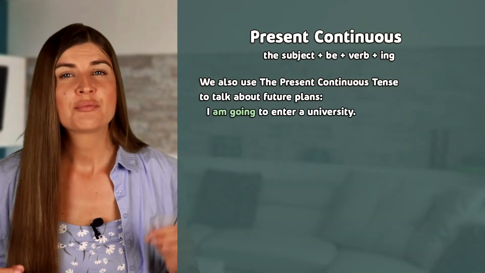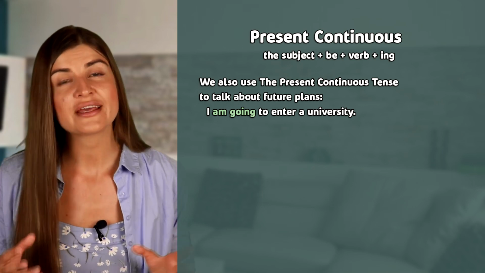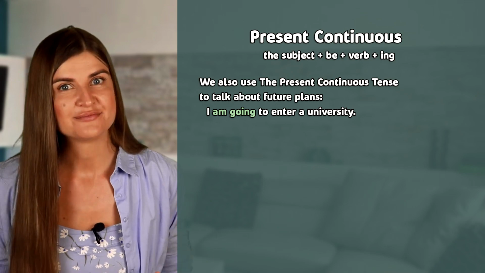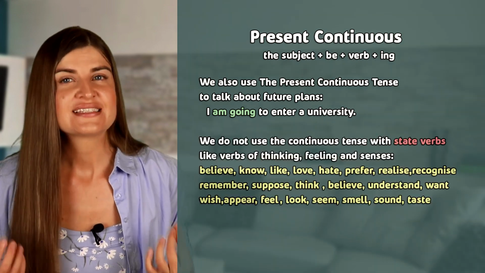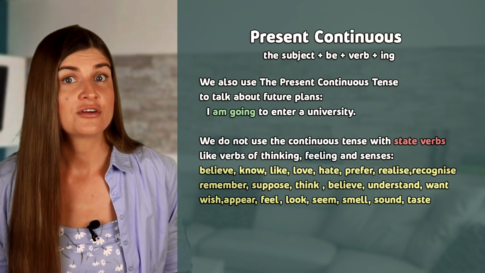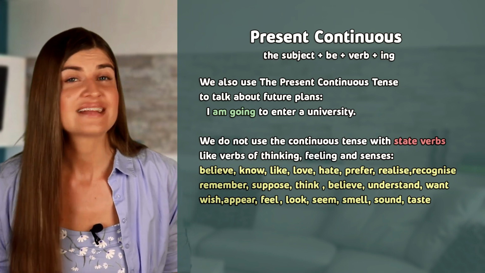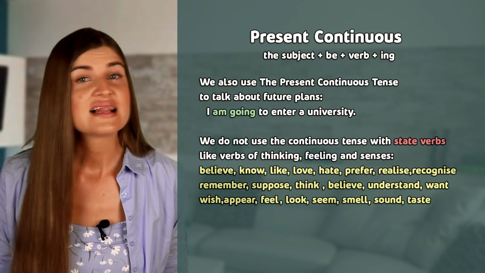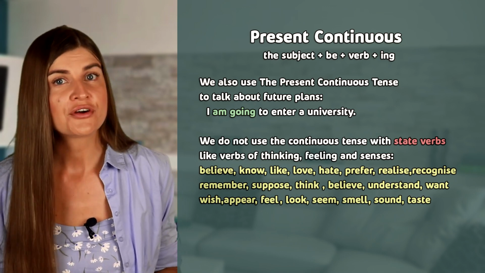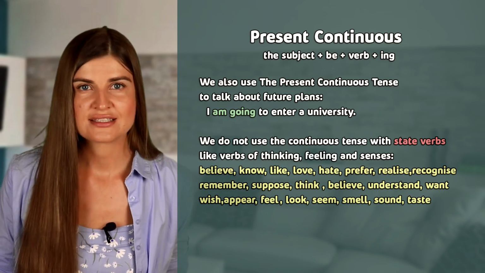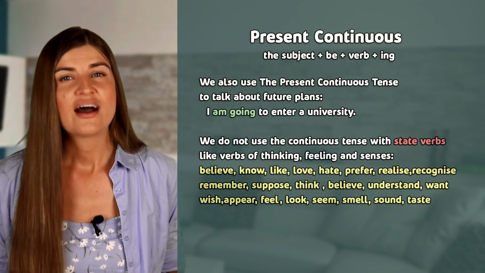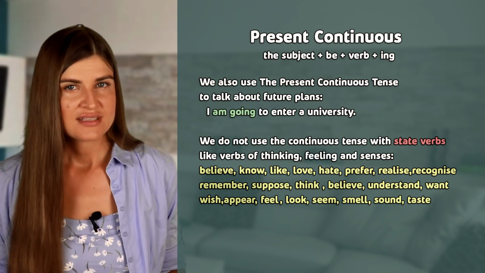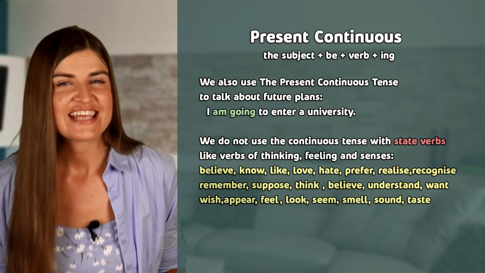We also use the present continuous tense to talk about future plans. I'm going to enter a university. We do not use the continuous tense with state verbs like verbs of thinking, feeling, and senses. Believe, know, like, love, hate, prefer, realize, recognize, remember, suppose, understand, want, wish, appear, seem, smell, sound, and taste.